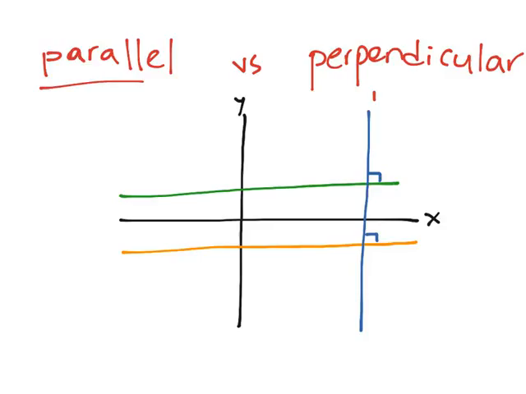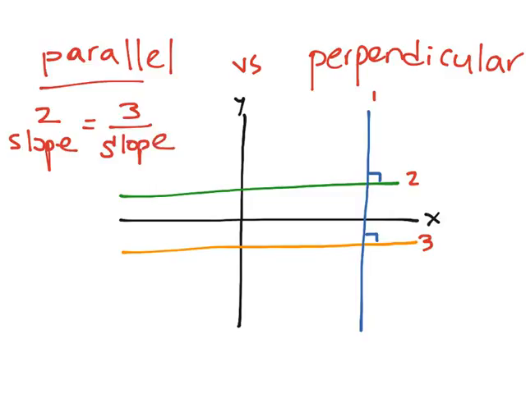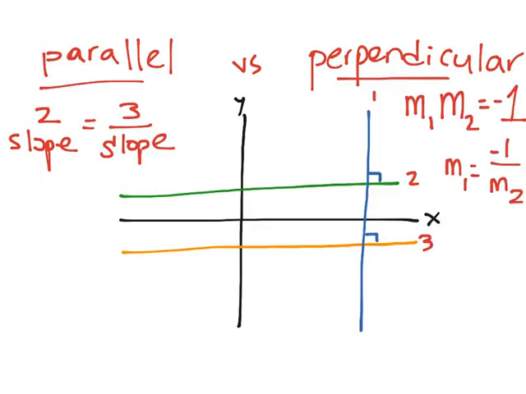So if we take these as lines 1, 2, and 3, the slope of line 2 would be equal to the slope of line 3, because they are parallel. Perpendicular lines, on the other hand, intersect at a 90-degree angle, and their slopes form negative reciprocals. That means that the slope of line 1, let's take that as m1, times the slope of line 2, m2, is equal to negative 1, or m1 is equal to negative 1 over m2. And here m2 is equal to m3.